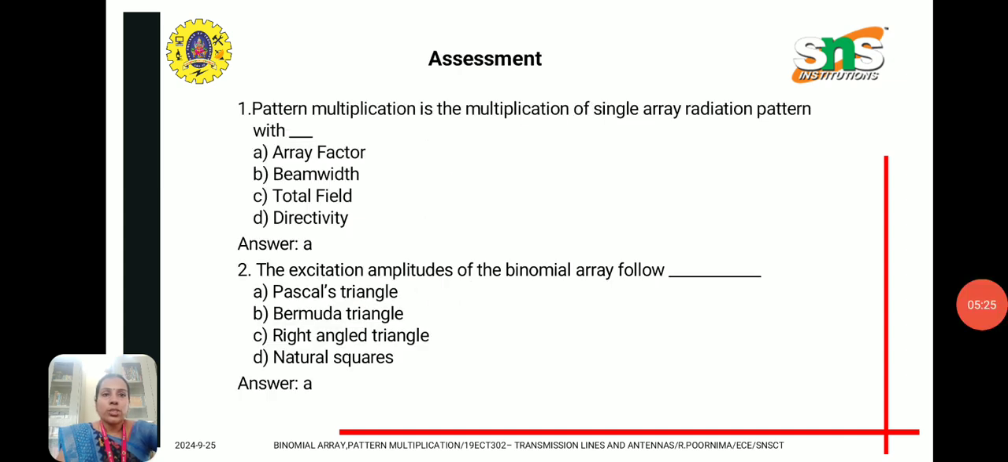Assessment questions. The pattern multiplication is the multiplication of the single element radiation pattern with the array factor. The excitation amplitudes of a binomial array follow Pascal's triangle.